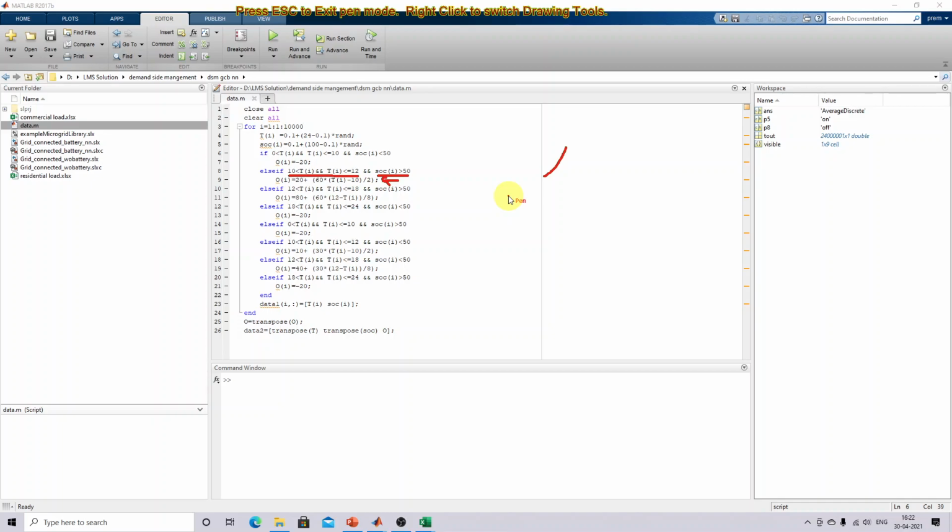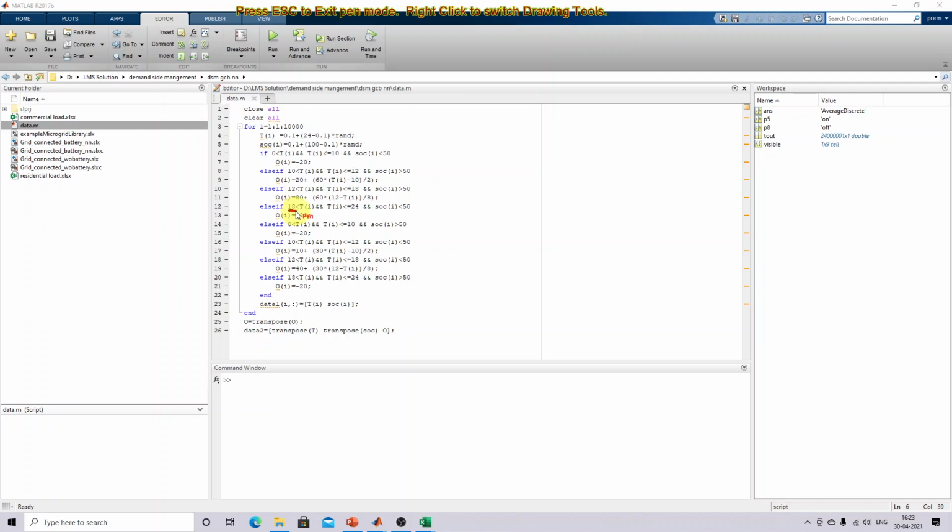Next, I'm going to check the time between 12 to 18. Here the battery supply should be in decreasing order. So I'm going to check the time between 12 to 18, and also check the SOC level, whether it is greater than 50 or less than 50. If it is greater than 50, I'm going to give a positive, linearly decreasing command to that battery system by means of this equation.